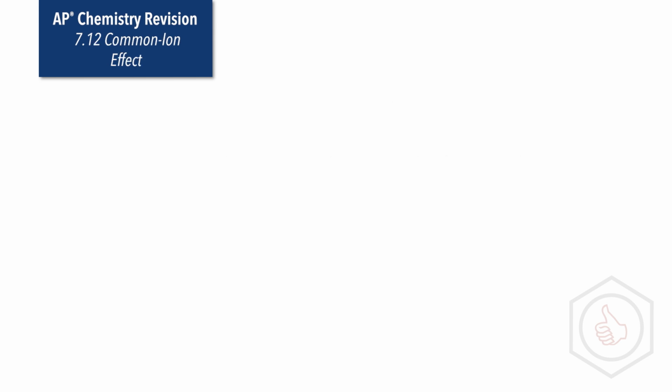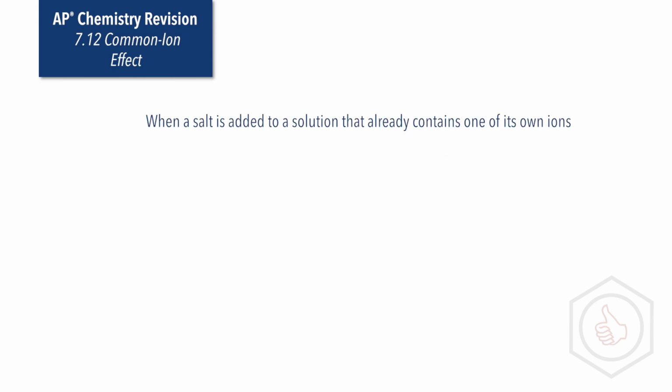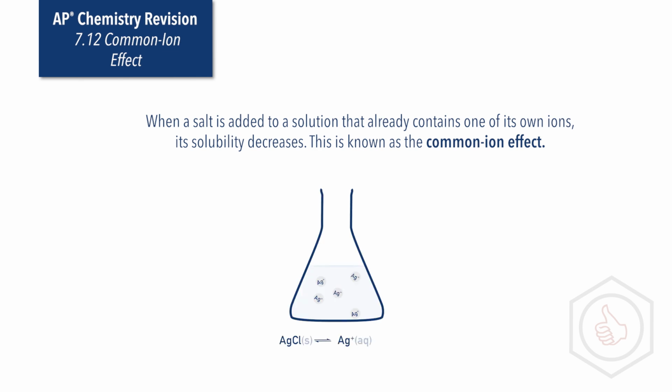Because it's such a small proportion of dissolved ions compared to solid, we consider them to be insoluble in the everyday world. When a salt is added to a solution that contains one of its own ions, its solubility decreases. This is known as the common ion effect. For example, silver chloride AgCl dissolves in solution to release one silver ion, Ag+ aqueous, and one chloride ion, Cl- aqueous. Normally, a small amount of AgCl dissolves until the system reaches equilibrium, so remember, the rate of solid dissolving equals the rate of ions recombining to reform the solid in precipitation.